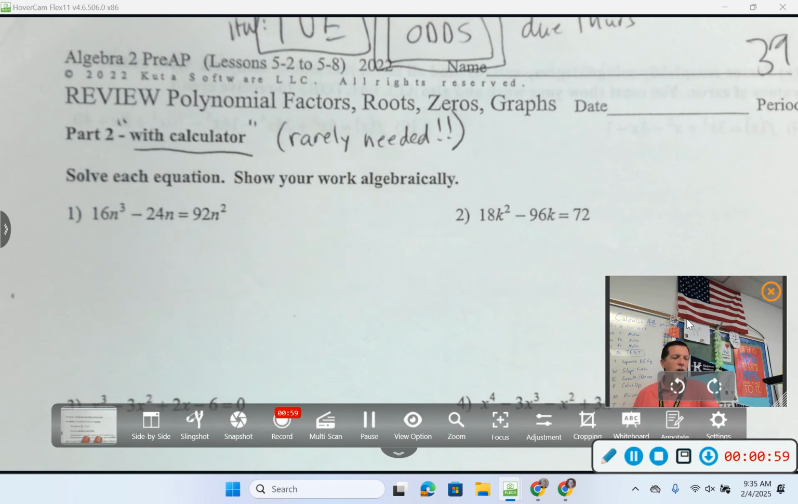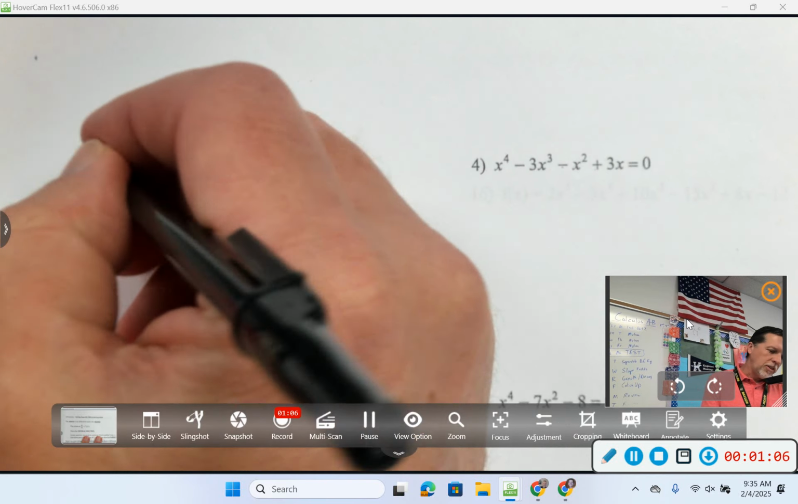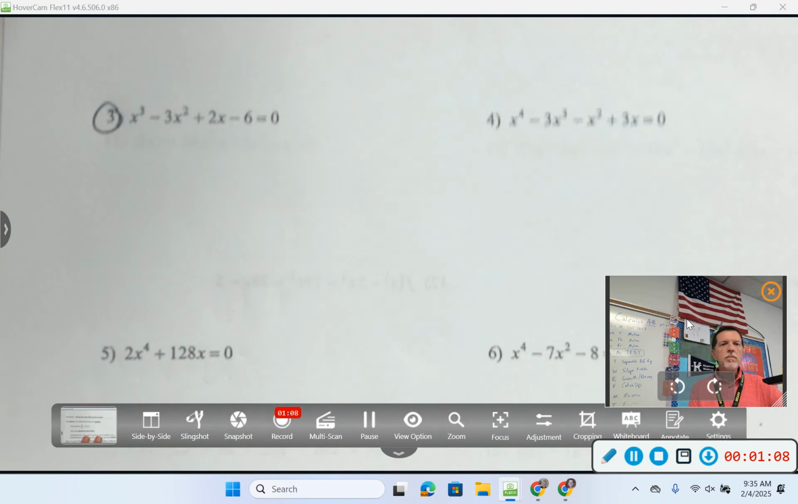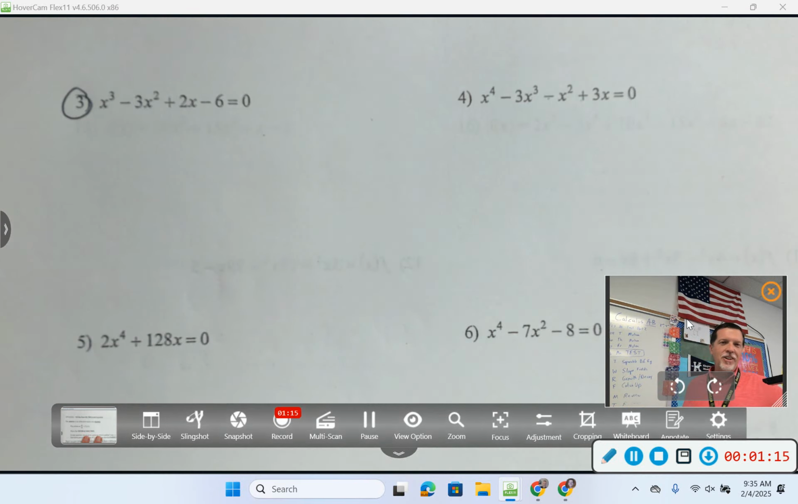If you look at these questions, most of these will factor. So I don't really need a calculator to work these. So let's do number 3. Again, you've got a calculator, so you could plug it in and look for the zeros, but I think there's an easier way to do this one.